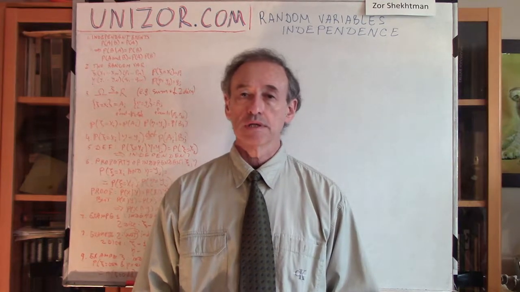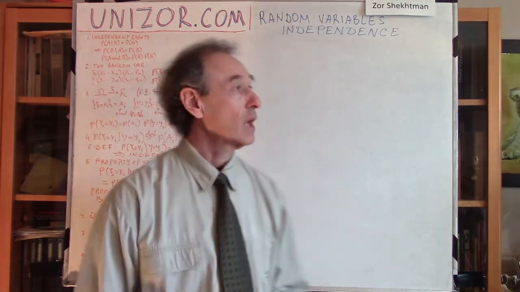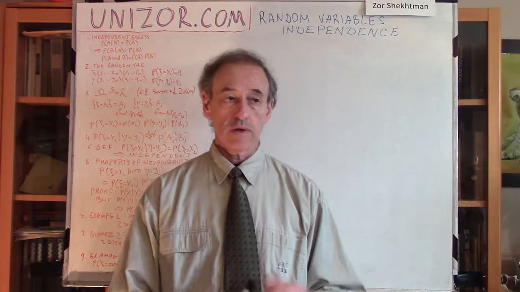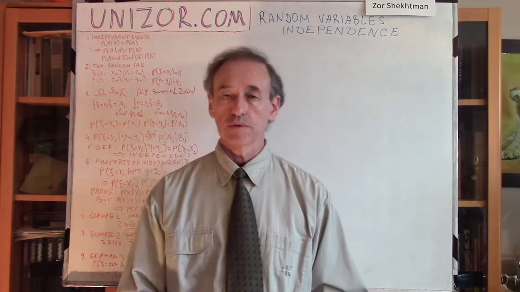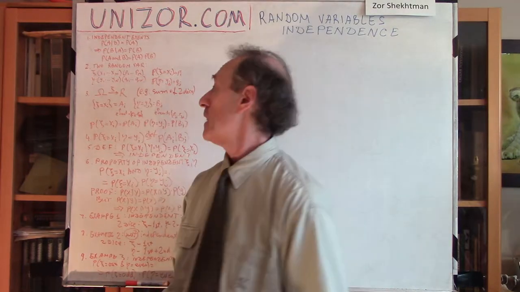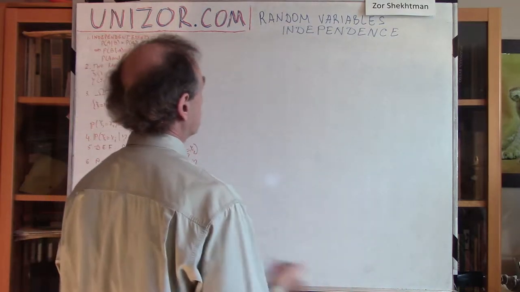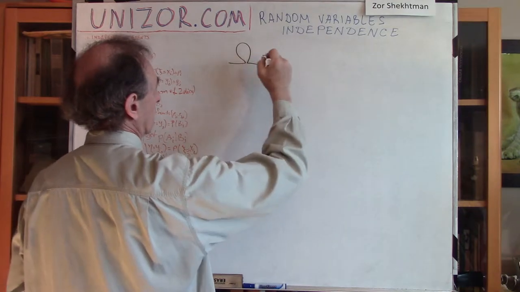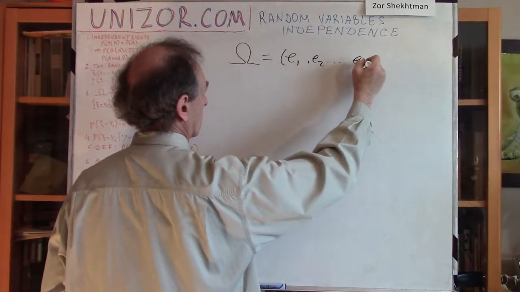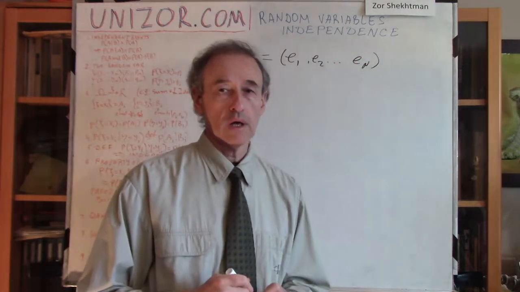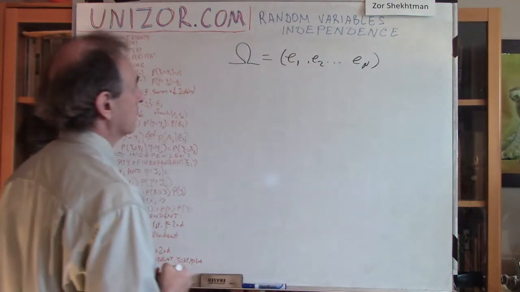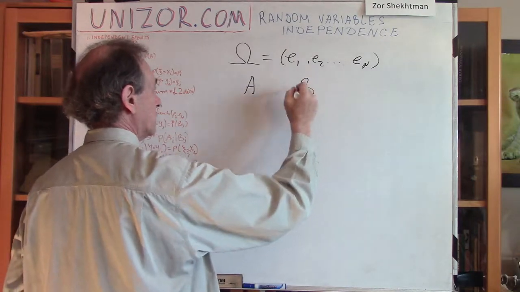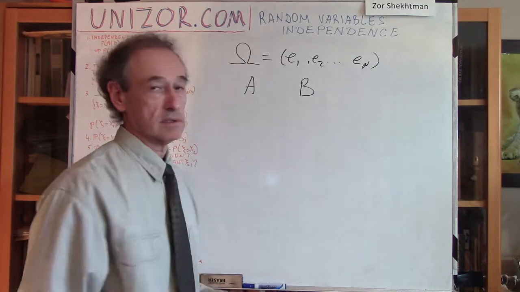So, today's topic is independence of random variables. Now, we have actually learned what independence among certain events is. We learned events independence in one of the prior lectures on conditional probabilities. Let me remind you very quickly that if you have the sample space, let's use the letter omega, it contains certain elementary events, and in this course we are assuming only a finite number of elementary events. There are certain events which are subsets of this set of elementary events. So let's say you have A and B, two different events. They are subsets of the set of all the elementary events.